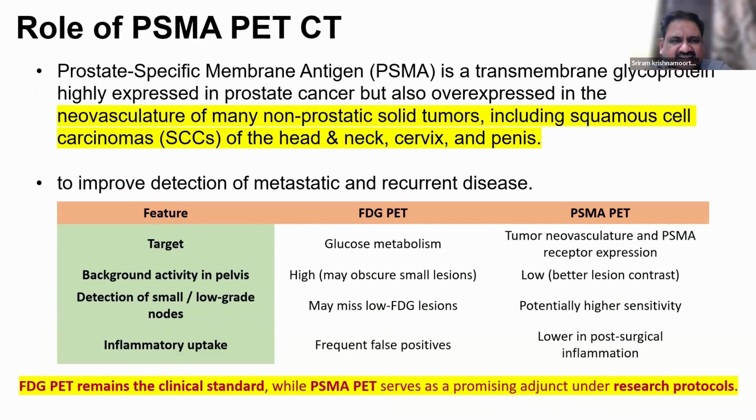It's a glycoprotein which is expressed not only in prostate cancer, but also in other solid tumors, especially the laryngeal tumors, squamous cell carcinoma of the vocal cords, head and neck, cervical cancers, and CA penis, where all you get the squamous cell carcinomas, PSMA has got a role to play also. So I think probably someday PSMA PET will replace this FDG PET for CA penis also.